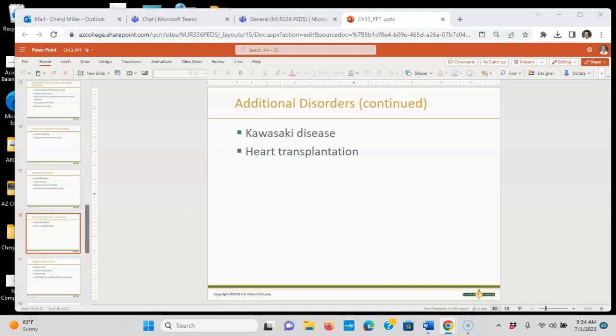Okay. Tricuspid atresia. So this is a heart condition where the tricuspid valve is either defective or missing. Prostaglandins are given. So prostaglandin is a vasodilator. So it keeps the foramen ovale and the ductus arteriosus open for us.